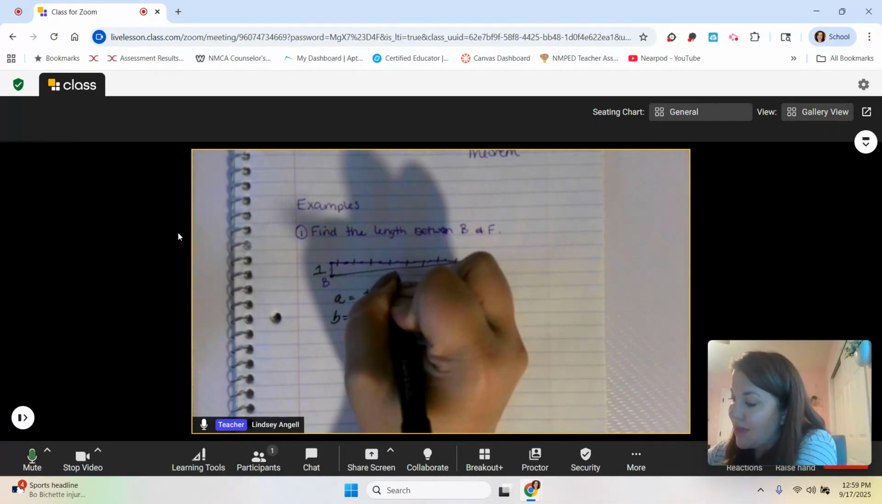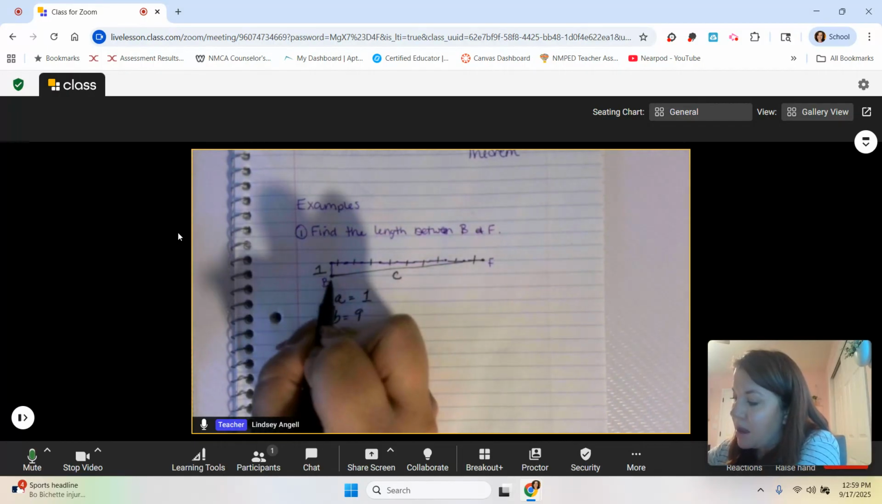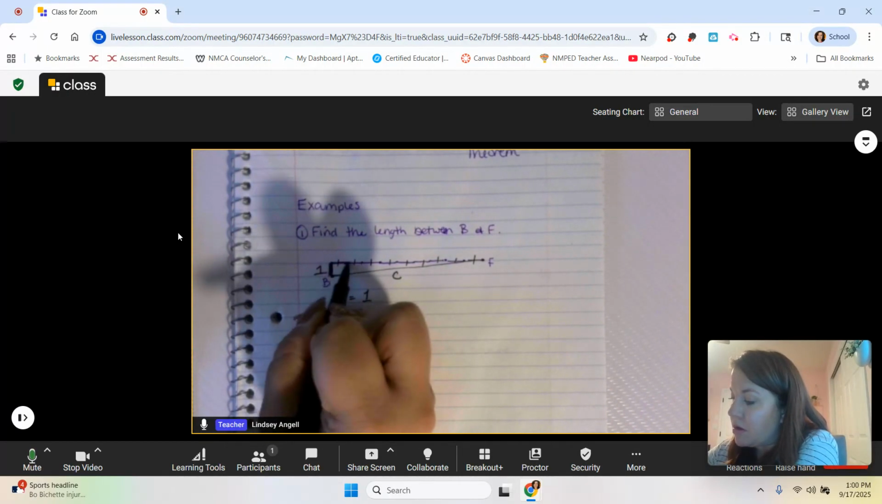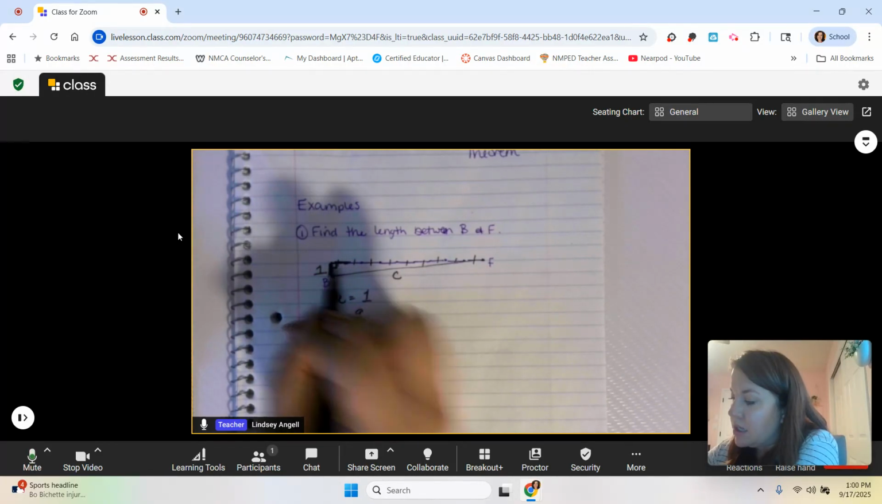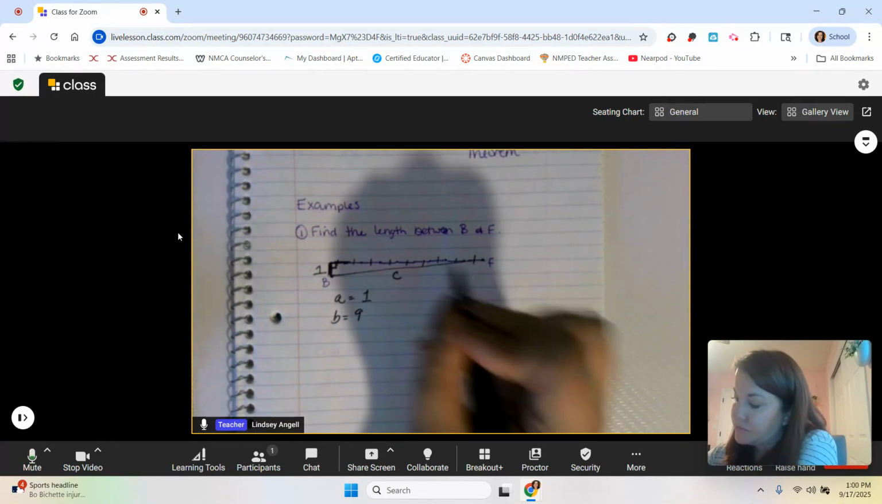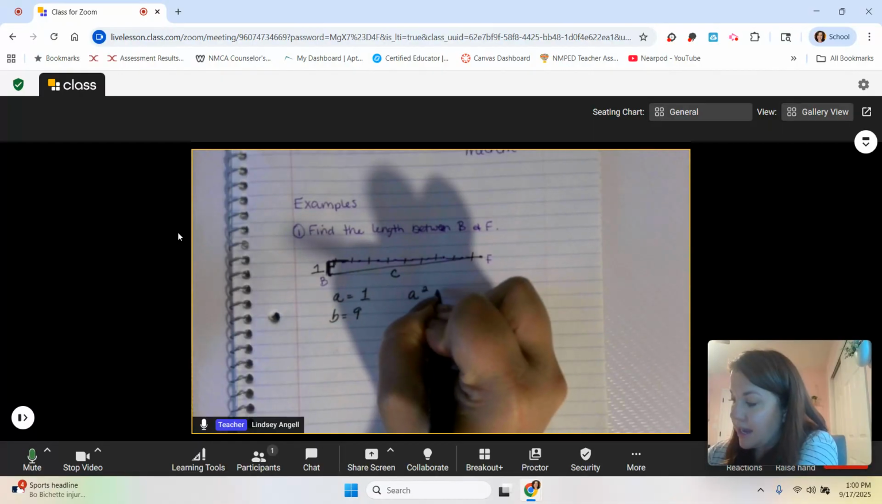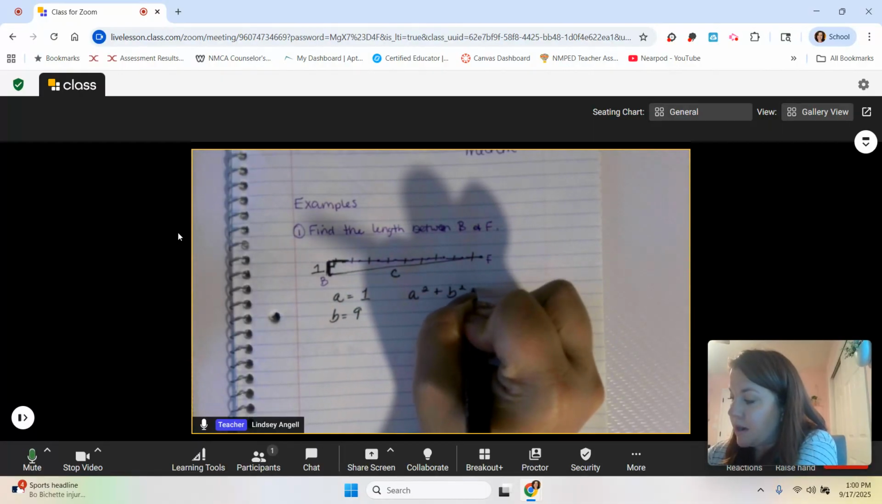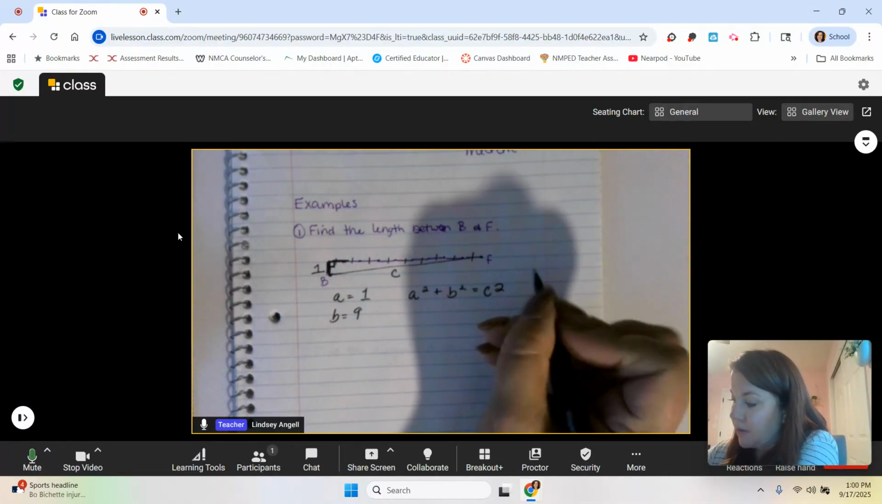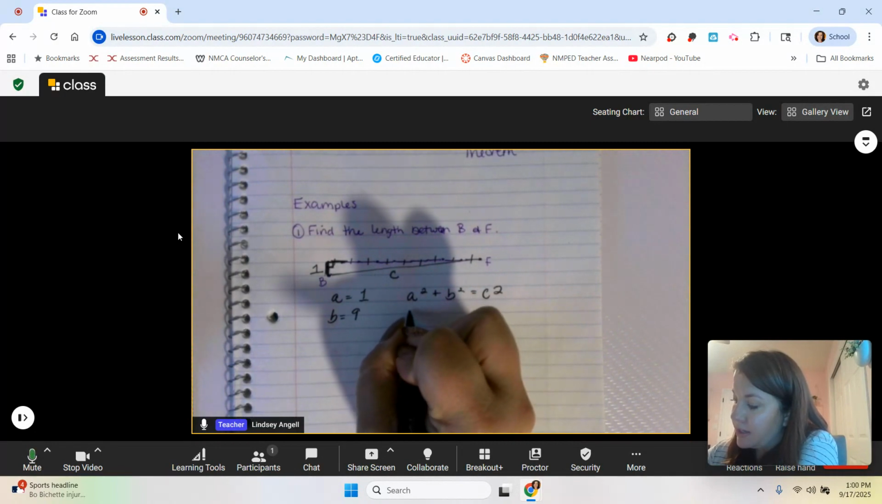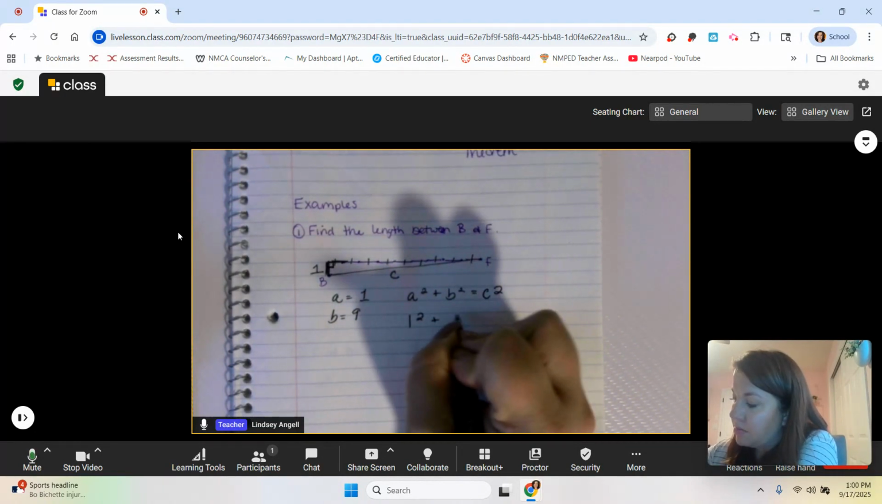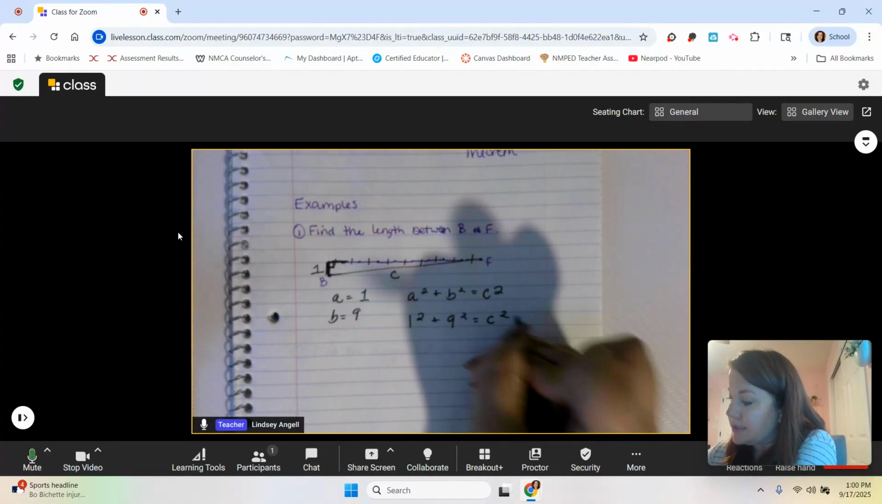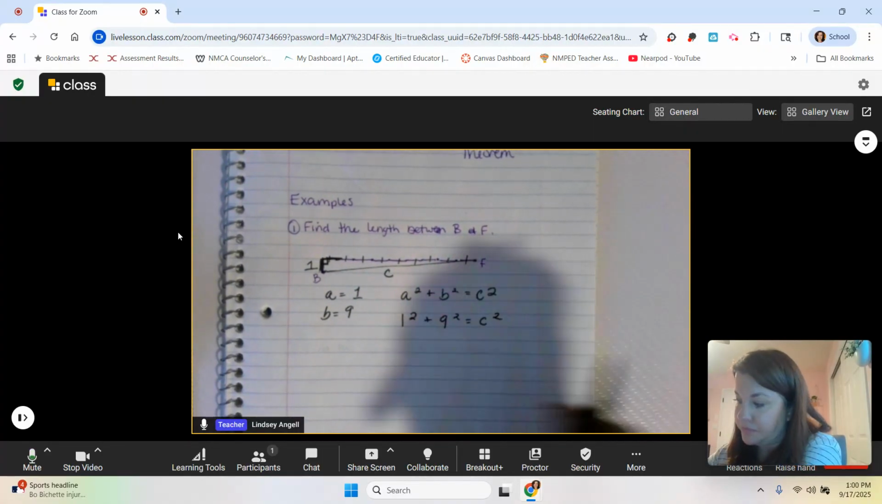Now that I know that, I can find my hypotenuse. I know that this is a right angle, because this went completely vertical and this went completely horizontal. So there's my right angle. Then I can set up a squared plus b squared equals c squared. Well, a is equal to 1, so I've got 1 squared plus 9 squared equals c squared. That's what I'm looking for.